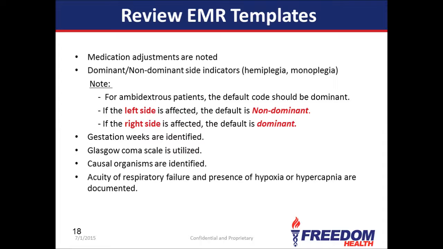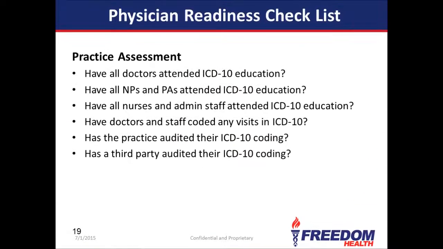The rest of this slide is pretty straightforward. We all know about gestation. We're going to start to add it. We know about the Glasgow scale. We're going to use it. If we know the organism that might be causing an infection or other illness, we're going to identify it. And when we have respiratory failure, we will note whether or not the patient is hypoxic or not. We're on slide 19, by the way, in case you didn't capture that.